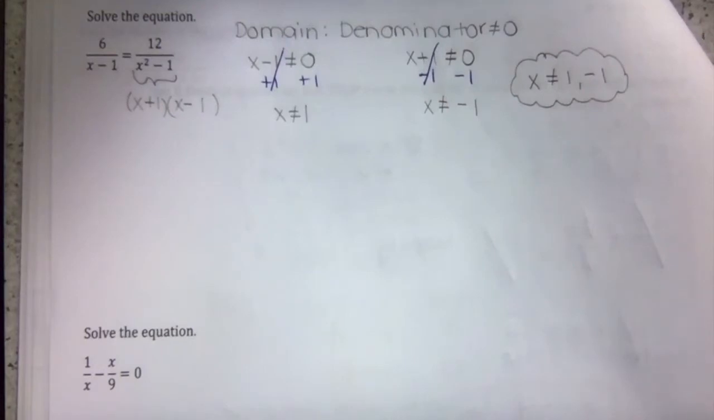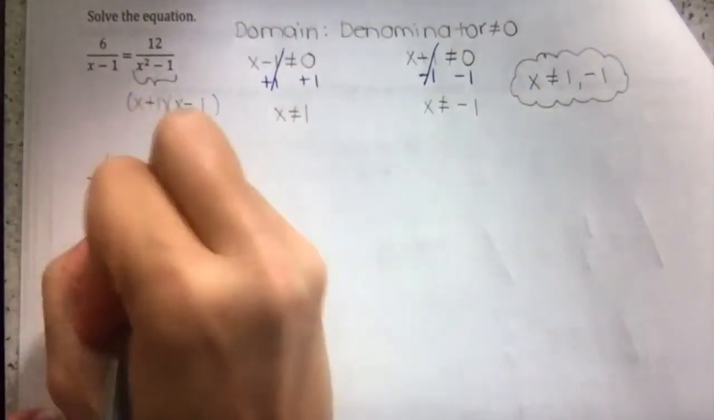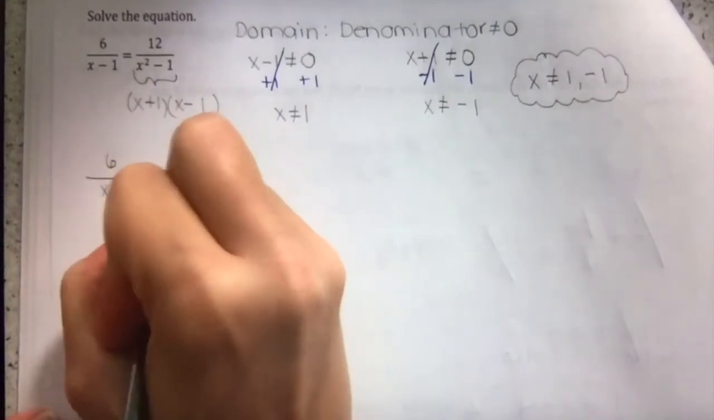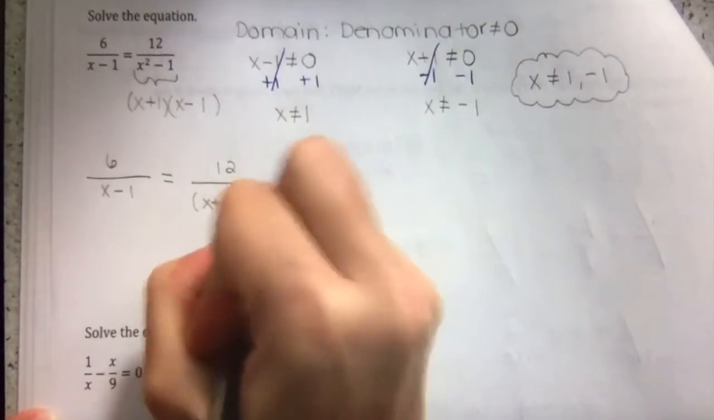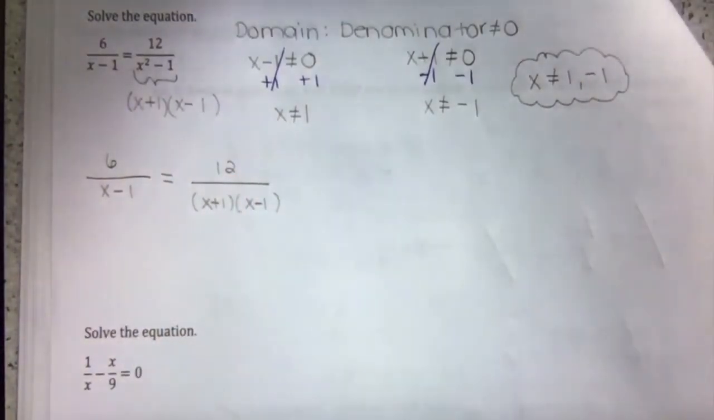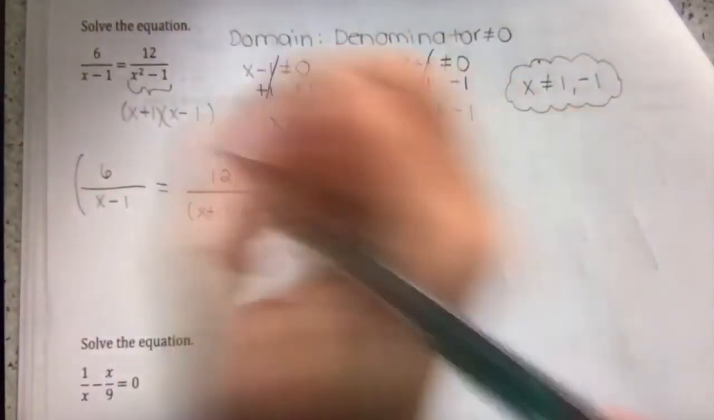All right, so let's actually try to solve this one now. I want to rewrite it in factored form just so we can see it a little better. 6 over x minus 1 equals 12 over x plus 1 times x minus 1. There's fractions. Let's get rid of our fractions. In order to do so, we need to multiply everything by the LCD. What's our LCD? X plus 1. Good. X plus 1, x minus 1.